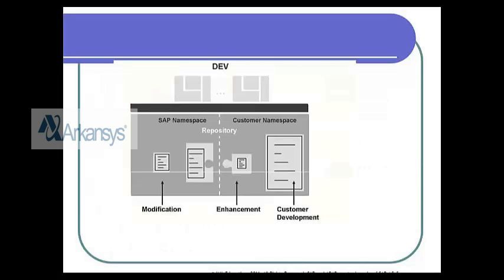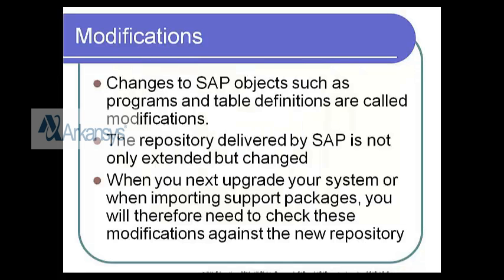So here you can see modification: you're directly modifying the program. In enhancement, you're adding your code to the standard program using the openings provided by SAP. So you're not actually modifying the program, you're simply adding your extra code to enhance it. That's what enhancement is. And customer developments we do in the customer namespace, where you're developing something from scratch.